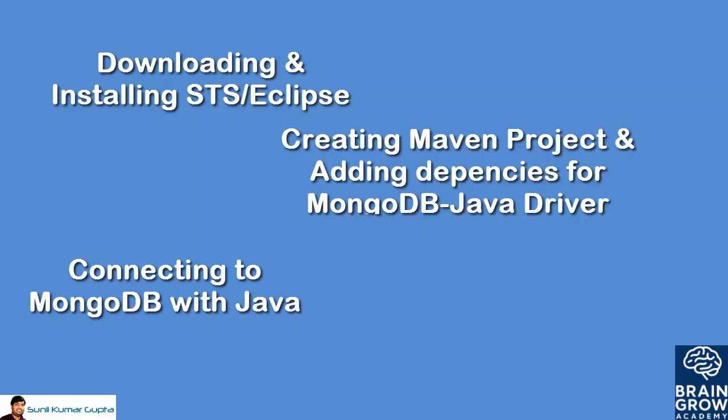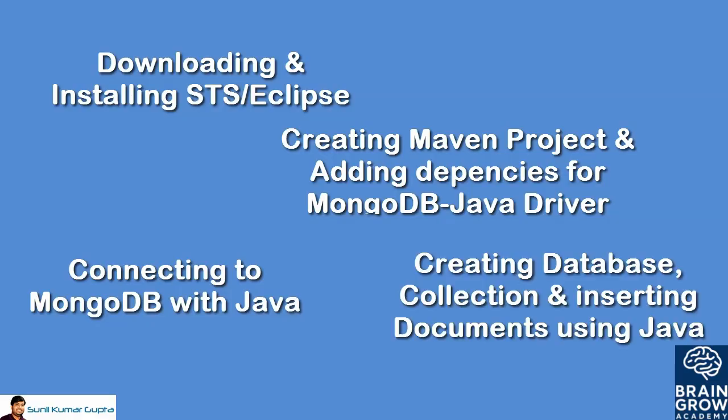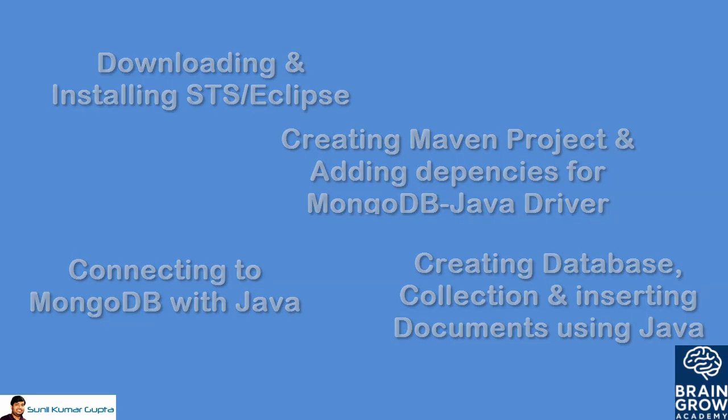Once that is done, we'll create a class and try to connect to MongoDB with the help of Java. Then we will start creating a database using Java, then a collection, and then we try to insert a document using Java. We'll also do some CRUD operations with Java into MongoDB. So let's get started with this section.